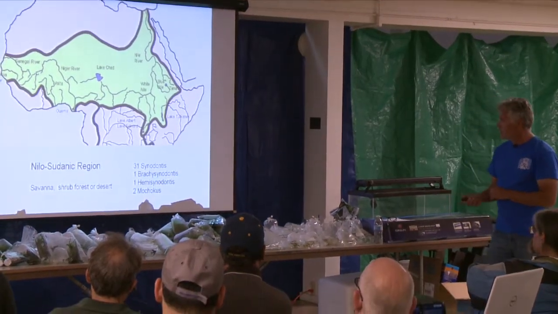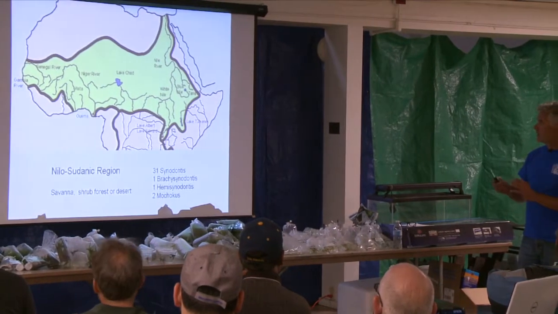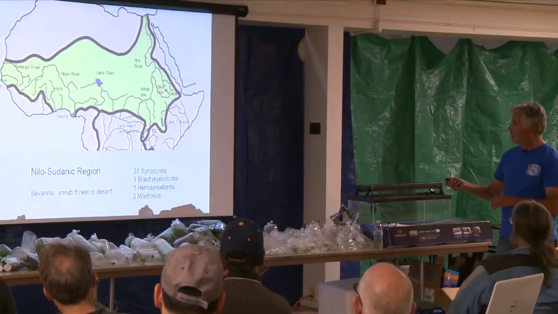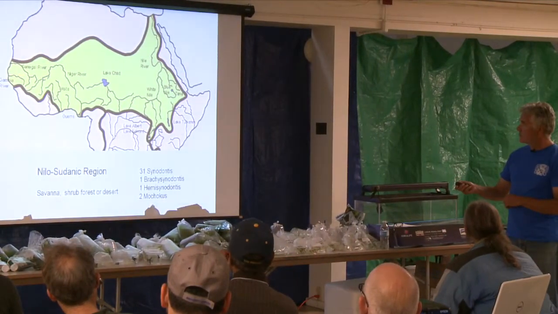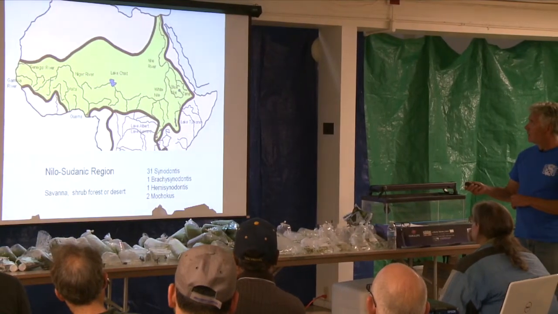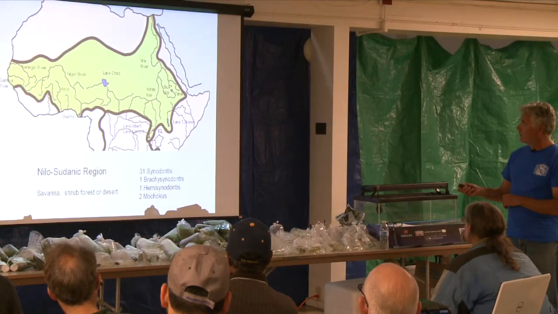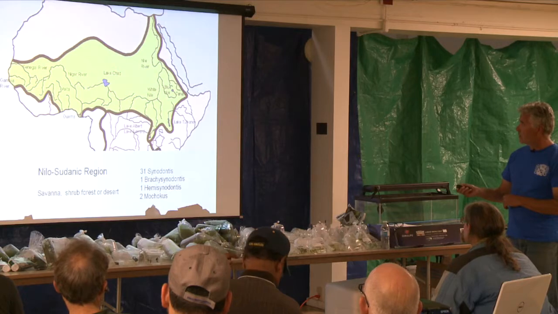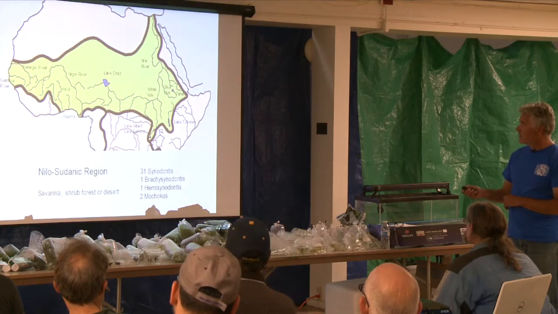Okay, going to the Nilo-Sudanic region. So this is up in the north. You've got the Nile River here, Senegal, a couple short rivers over here, Senegal, Gambia, Niger, and the Volta, Lake Chad Basin. This is a big water basin right here. Flows into Lake Chad and then comes out.